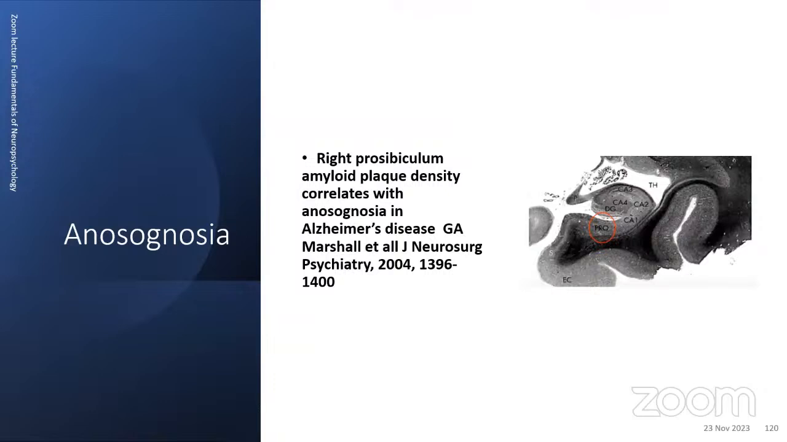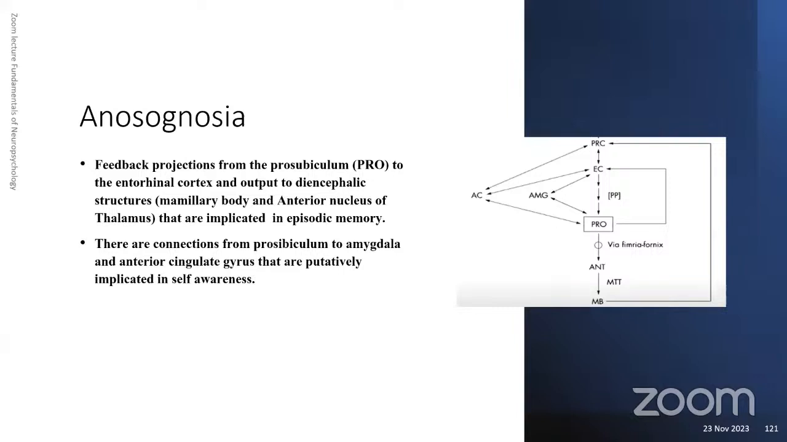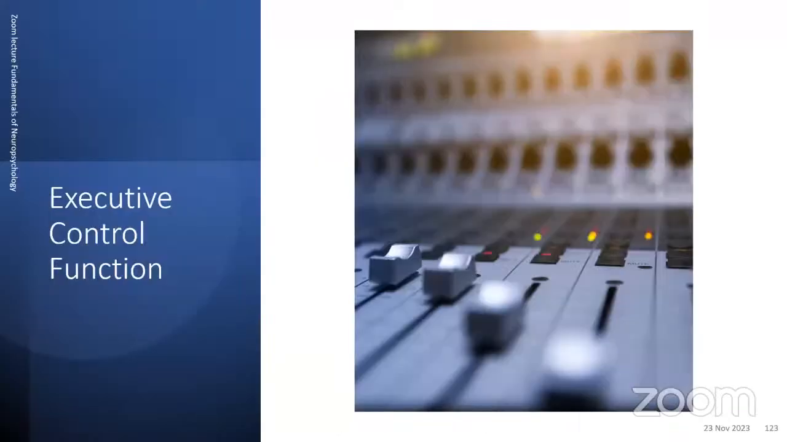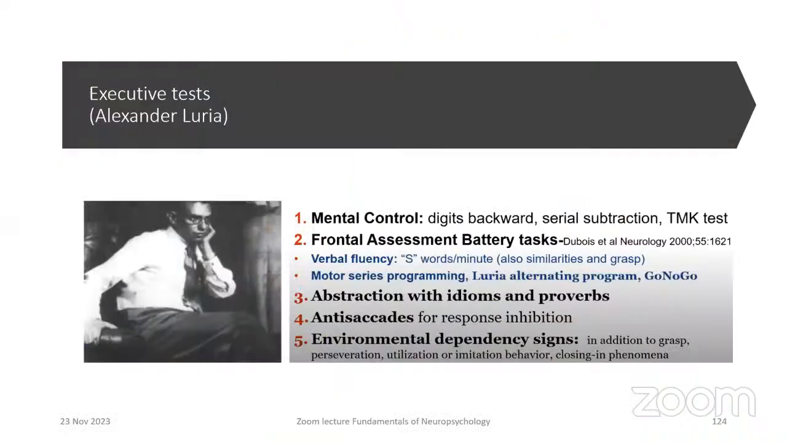So these are the right areas. Amyloid plaque density is correlated with anosognosia in Alzheimer's disease. This is the area in the middle that will give rise to anosognosia. The projections are disturbed, and these projections we have already seen. We're not going into the details of this. And so executive control function, how are we going to assess that?